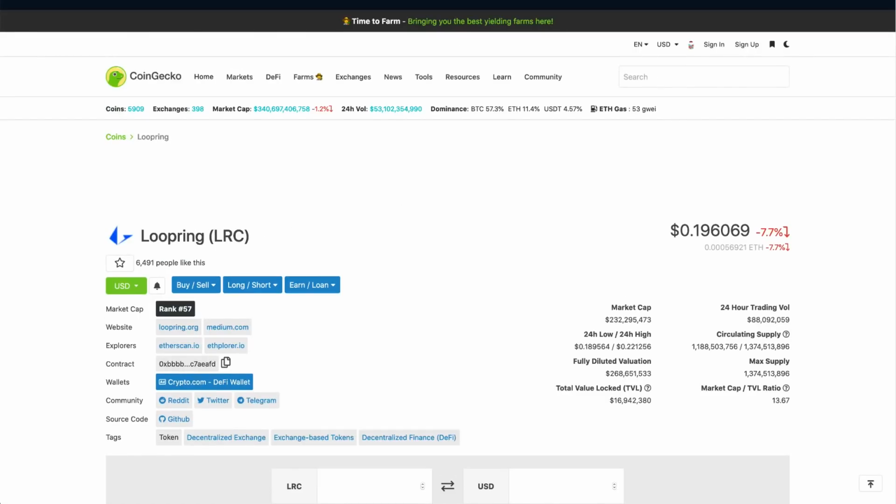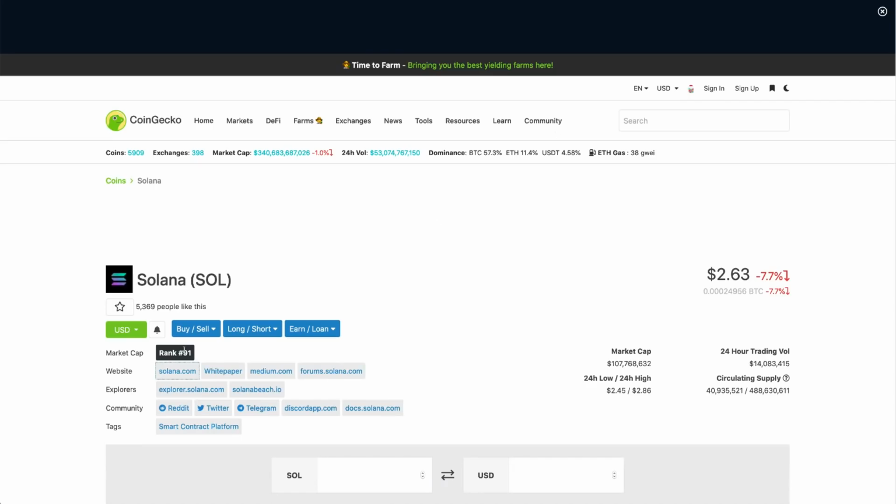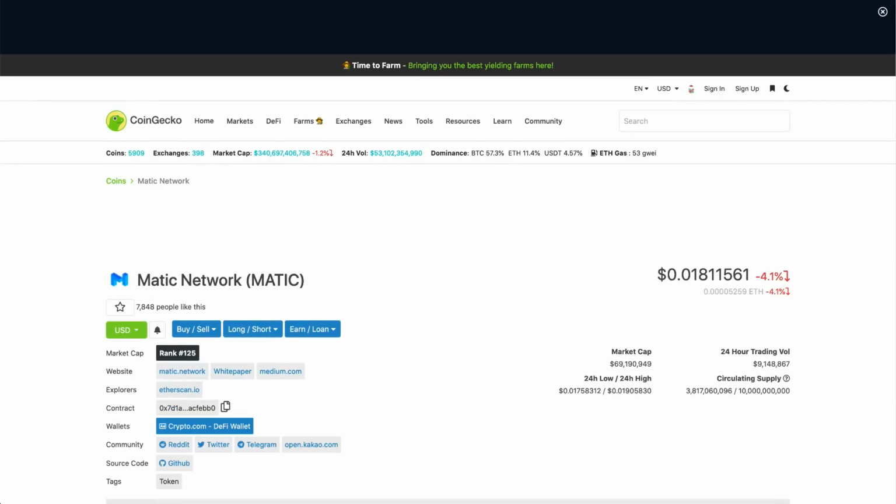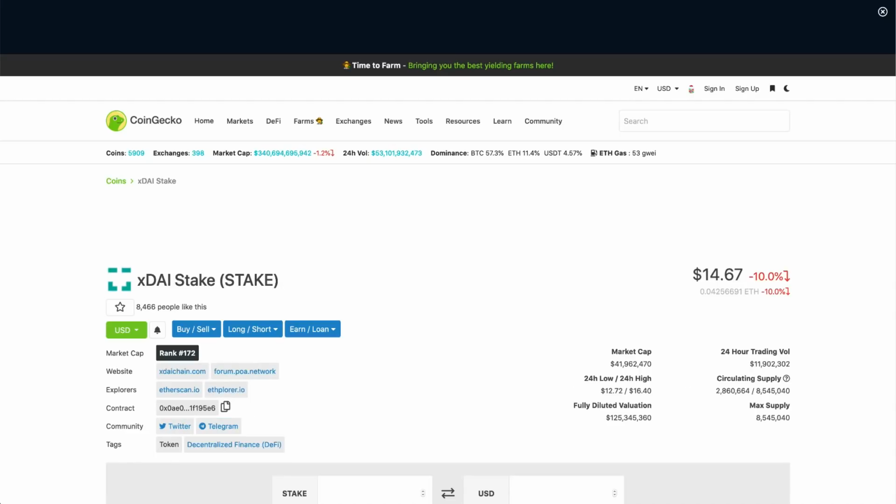Loopring, 57th place. Solana network, 91st place. So already we have three in the top 100. We might even have one or two more that I didn't notice, but at least three in the top 100. And then, of course, we have Matic Network. We've covered their news a lot, ranks 125th place.